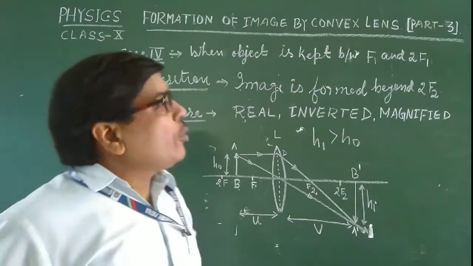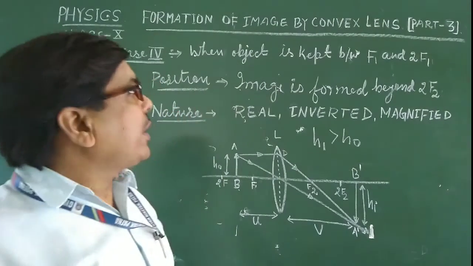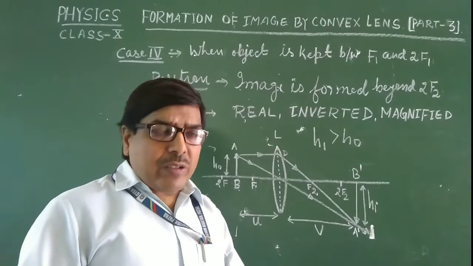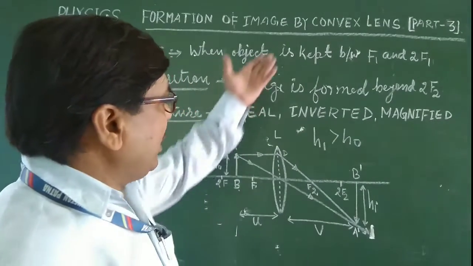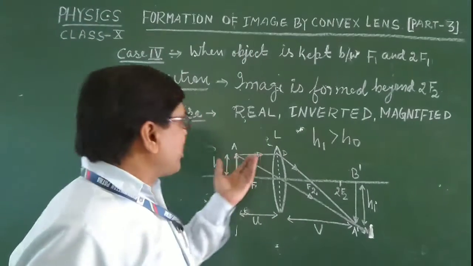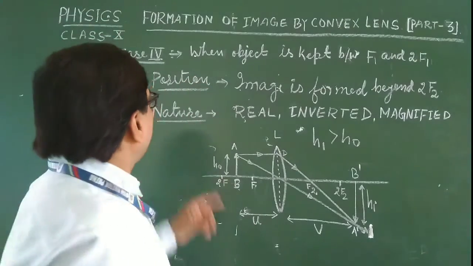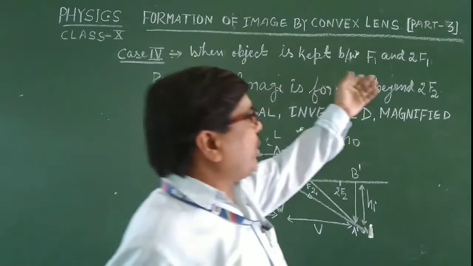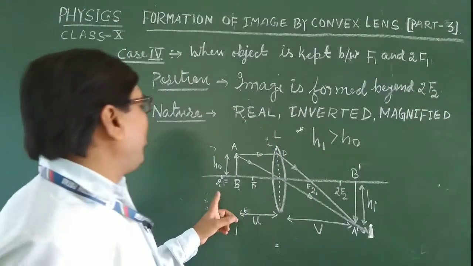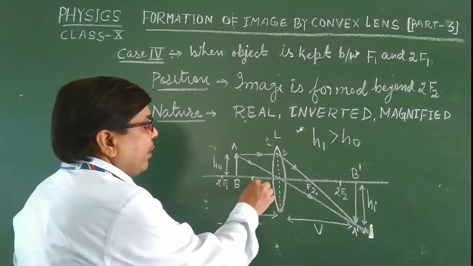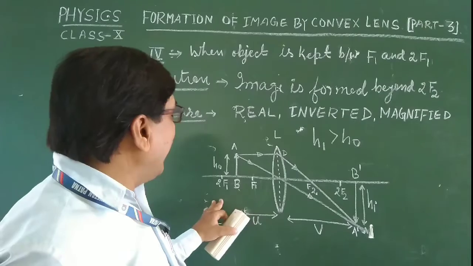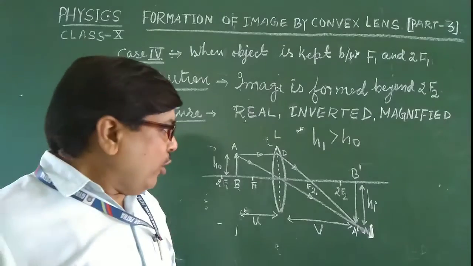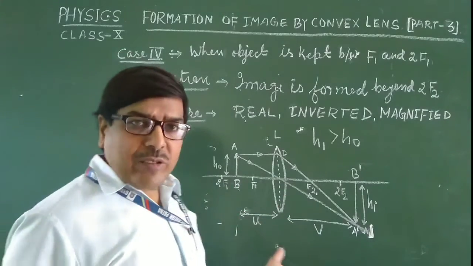Today's topic is formation of image by convex lens. We have discussed some cases of image formation in this convex lens. The next case we will discuss today is the fourth case, when the object is kept between F1 and 2F1. When the object is kept between F1 and 2F1, where will the image be formed?